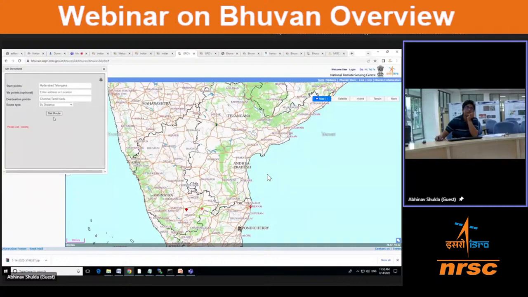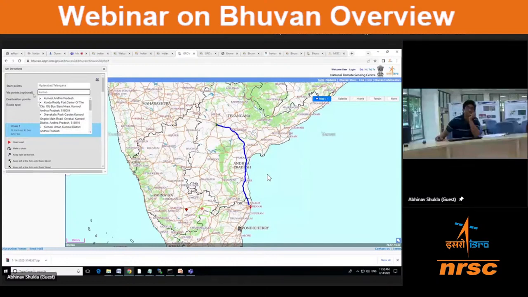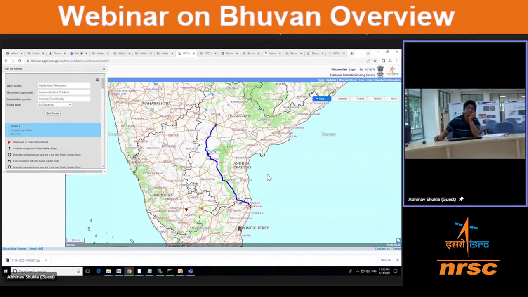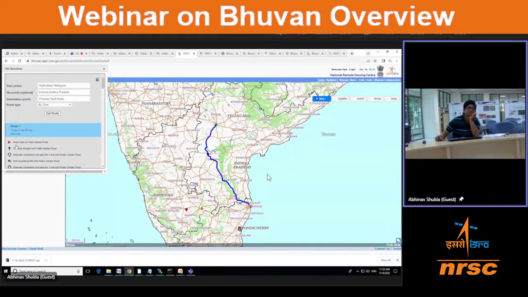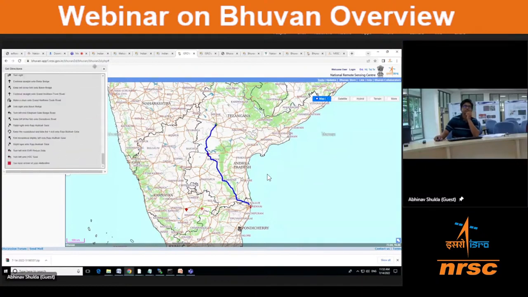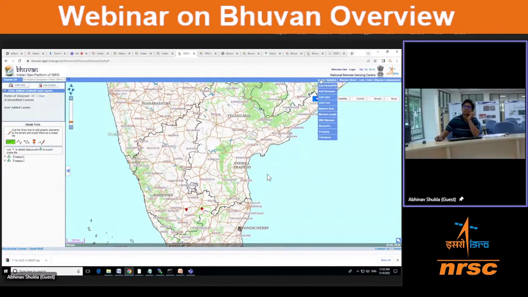And I want to go via some place. Suppose I enter Kurnool, Andhra Pradesh. So I will get a route via Kurnool. See, this route is different. Previously we got a route from this. So via Kurnool I am getting a route. Here also we can get by time or by distance, and we'll get the navigation, how to go, from where to go, like this as a list. So this is with the navigation.